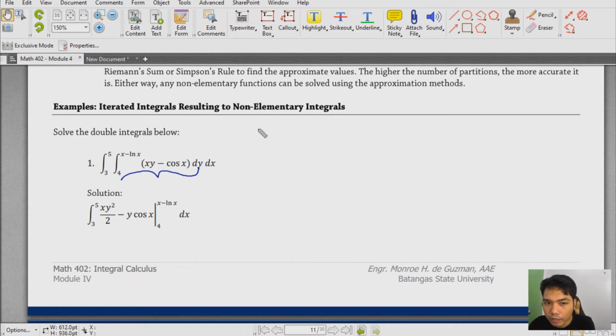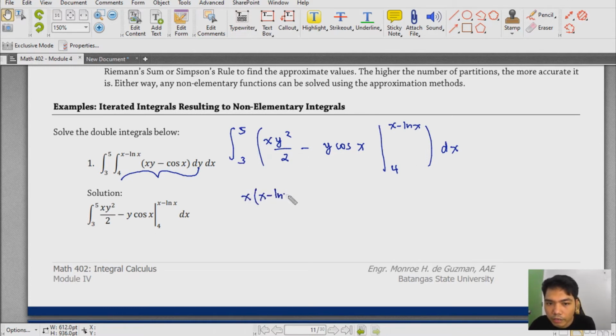So from this, the integral would be x y squared over 2 and then minus, ano ba yung cosine x dy? So that is y cosine of x. And then, we determine, or we write the limit, so 4 to x minus ln of x. And then, we integrate this, dx, okay, and then you write the limits. And then, upon substitution, we have x minus ln of x, we have squared over 2, and then minus x minus ln of x, and then cosine of x. Okay, and then minus, we have x times, this one is 4 squared, so that's 16 over 2, that becomes 8.